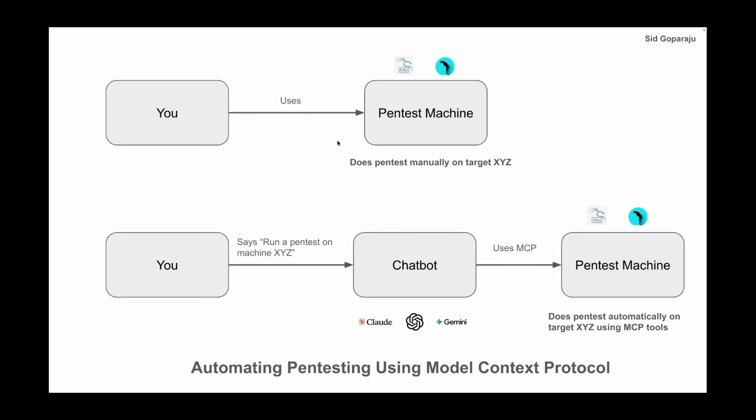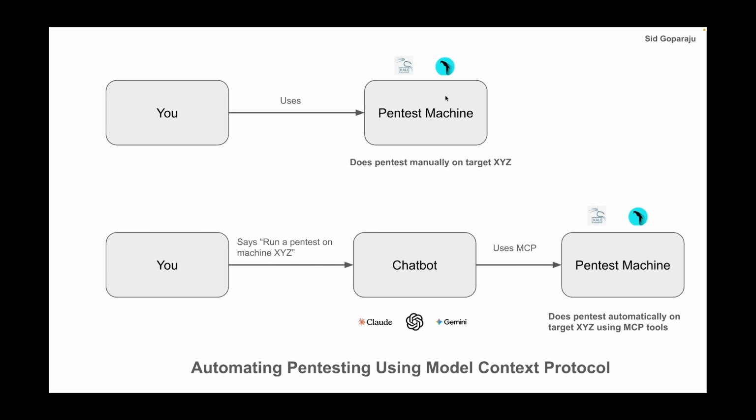Alright, so this is how we traditionally perform our pen testing. You use your pen testing machine. It can be Kali OS or Parrot OS or some other machine of your choice, and use tools on the machine, Nmap, Burp Suite, GoBuster, etc., and perform a pen test on some target XYZ.